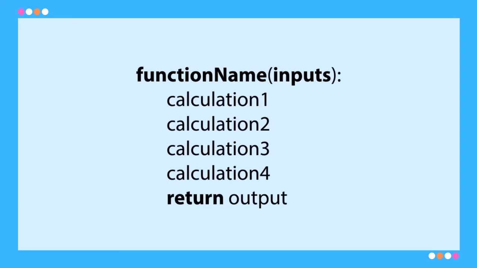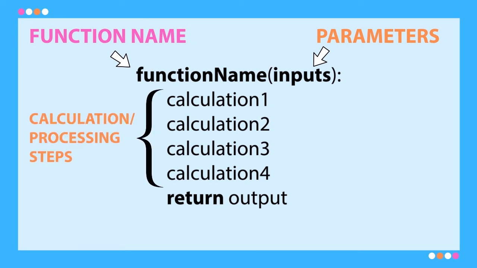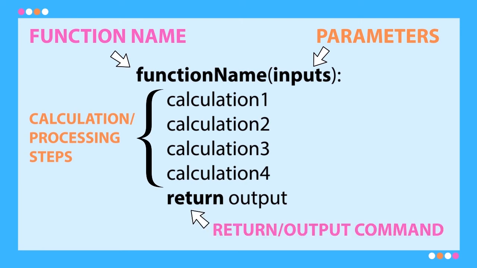The first line has the function name, and then parentheses where you write the inputs. In functions, these input values are also called parameters. Then, indented from the first line, you write whatever calculations you want to do with those parameters. Finally, the last line says the word return, followed by some value, and that value is your output, or essentially the answer to that function.